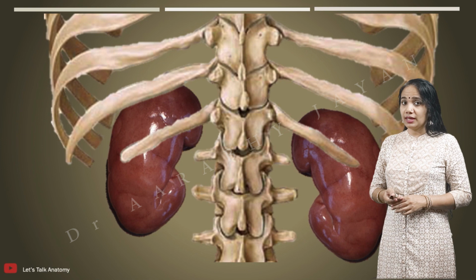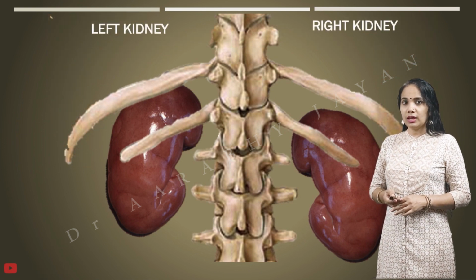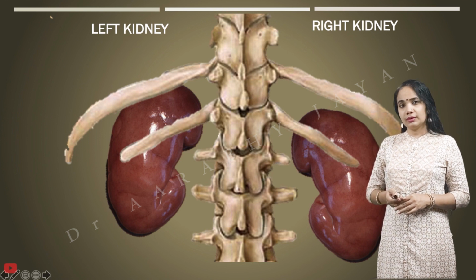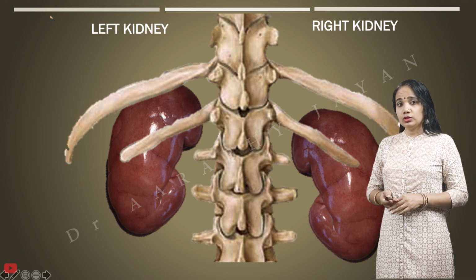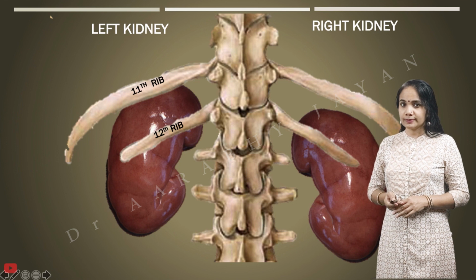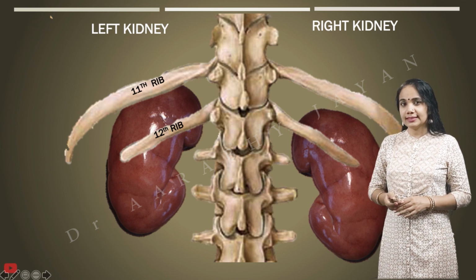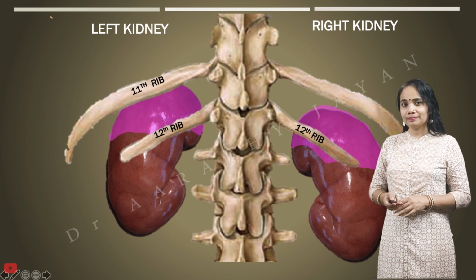But apart from that, we also have bony relations. If you remove the other ribs, you can see that the last two ribs are related to the kidney. On the left side you have both the 11th and the 12th ribs plus the 11th intercostal space, whereas on the right side, since the right kidney is lower, we have just the 12th rib.